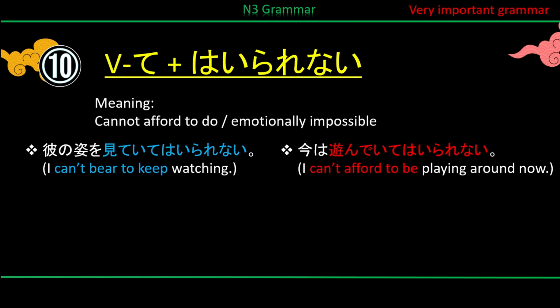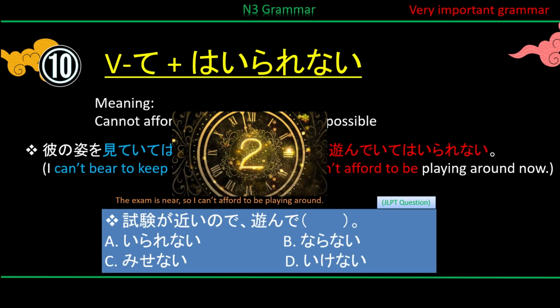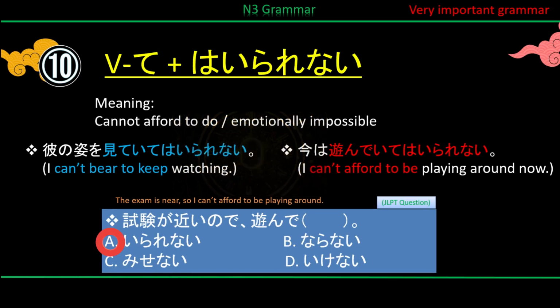Now let's see how this appears in a JLPT style question. Shiken ga chikai node asonde... Which option do you think is correct? Irarenai, naranai, misenai, ikenai. The correct answer is A. Irarenai. Why? Because the sentence expresses situational pressure. The exam is near, so continuing to play is not realistic or acceptable.